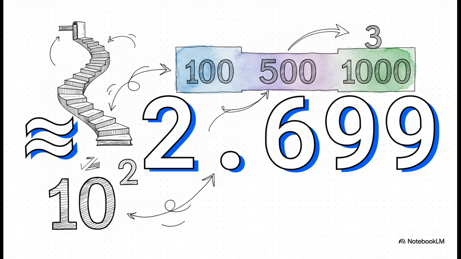Now, let's do a quick little gut check to see if that makes sense. We know that 10 squared is 100, and 10 cubed is 1,000. So since our number, 500, is right there between 100 and 1,000, it makes total sense that our answer is between 2 and 3. Perfect.